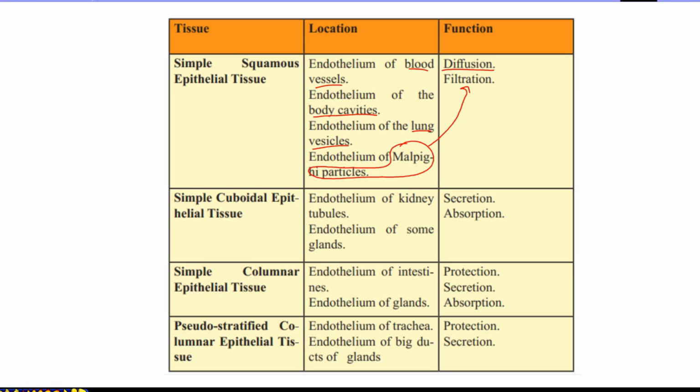Simple cuboidal epithelial tissue is in, again, the kidney tubules, the part of the kidney where reabsorption occurs, and in the epithelium of glands for the function of secretion. Simple columnar epithelial tissue is in the intestine to provide the functions of protection and absorption, and especially in some glands also the function of secretion. Pseudostratified columnar epithelial tissue is in the epithelium of the trachea providing the function of protection, and in the ducts of glands, such as salivary glands, providing the function of secretion.